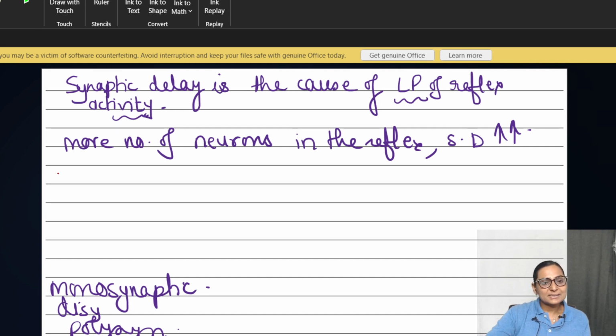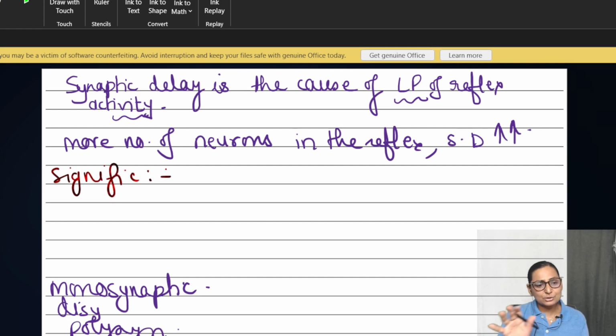So what is the significance of this synaptic delay? So when you are studying any property, you must know the significance. अगर आपको नहीं पता है तो it results in incomplete knowledge. Moreover, if you have to write a 2 marks question, you should always write it completely and nicely in a short, precise and crisp manner.